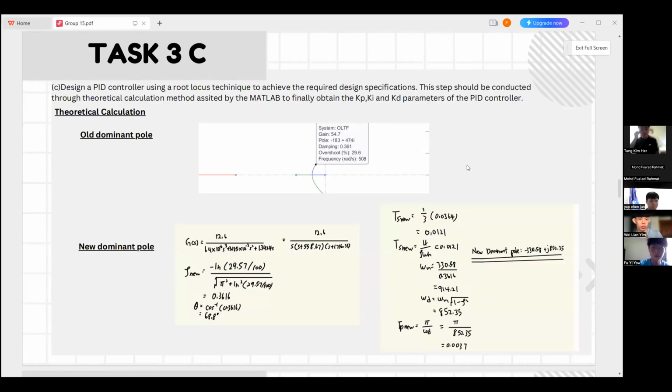Hence, in this task 3C, we are going to obtain the Kp, Ki, and Kd parameters of the PID controller, which will be used in the simulation to decide the spec of the PID. To obtain the new dominant pole, we first obtain the new zeta, which is 0.3616. After that, we will use the formula of Ts to obtain the dominant pole. We can find the negative real part of the dominant pole and also the imaginary part of the new dominant pole. Hence, the new dominant pole will be negative 330.5 plus j 52.35.